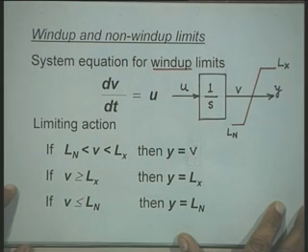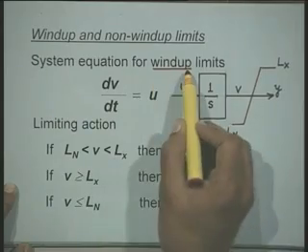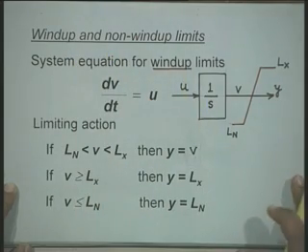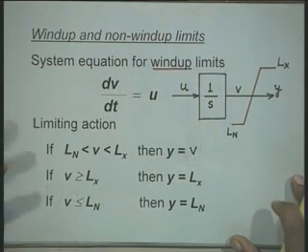Now, here we will just briefly talk about the limits. In the literature documented by IEEE standards, we define two types of limits. One is called wind up limits, another is called non wind up limits. Now, I will just distinguish between what we mean by the wind up limits and non wind up limits.